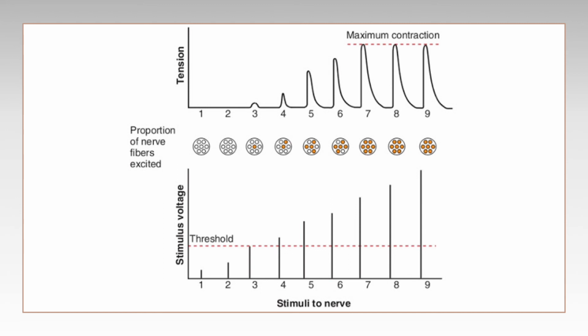So you see here the stimulus voltage of the stimulus itself, and how after a certain threshold, the tension of the muscle can only get up to about maximum contraction. So around 7, 8, and 9 motor recruitment, you'll see that all the nerve fibers have been filled in. So even though we keep adding stronger and stronger stimuli to that nerve, there's no more motor units that can be recruited. So we get what we call maximum contraction. So this is a look at what motor unit recruitment is.